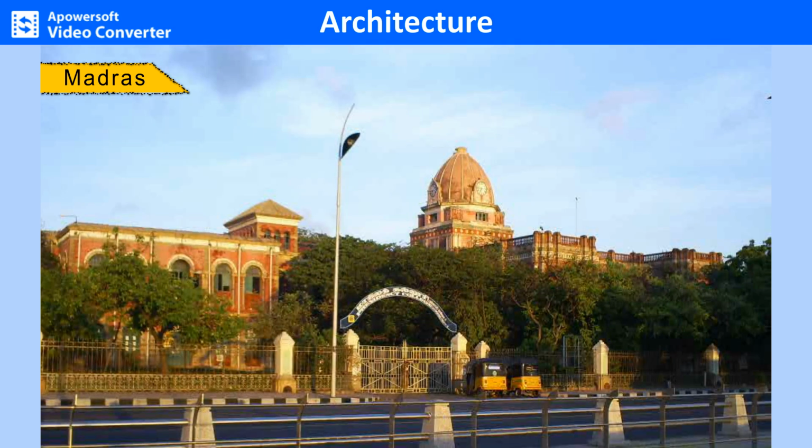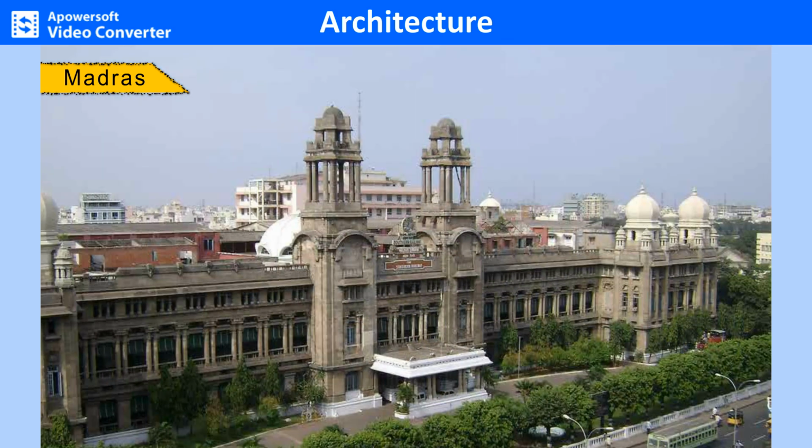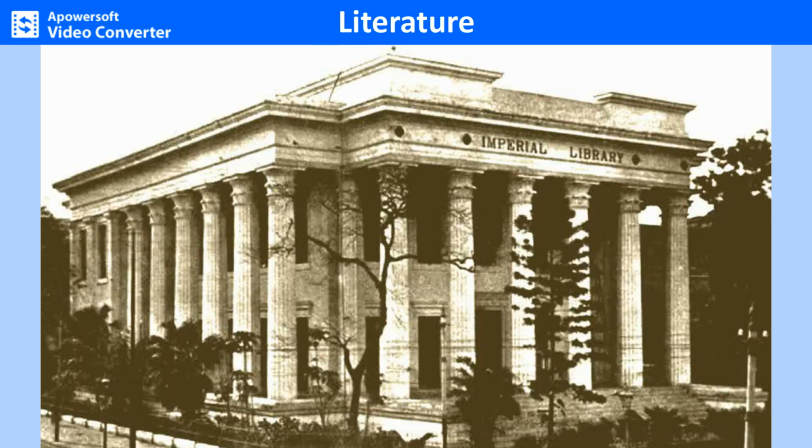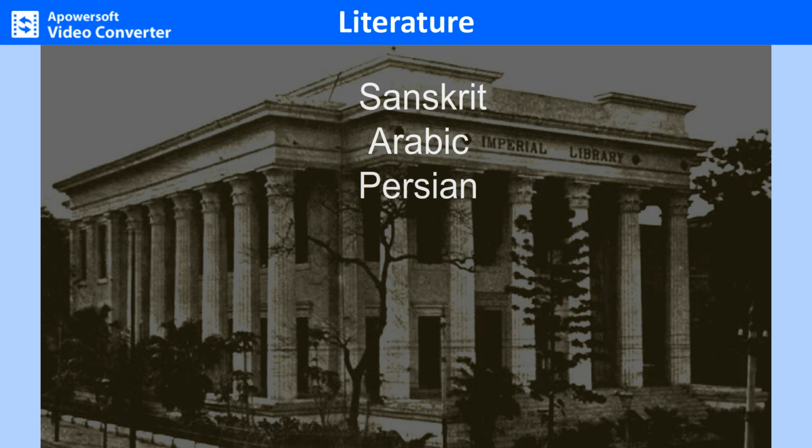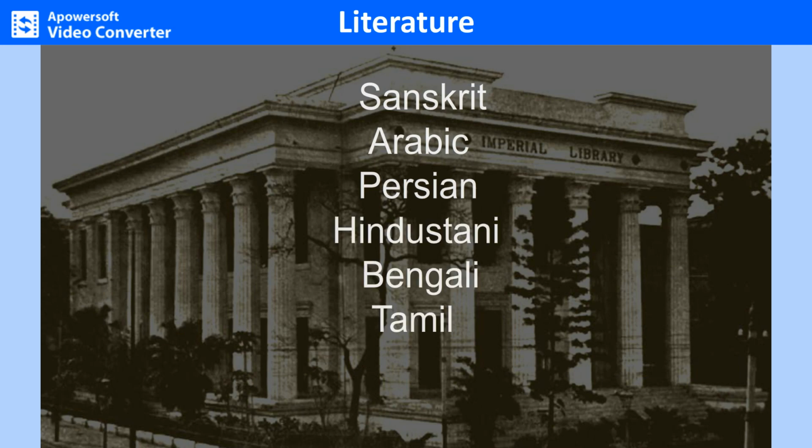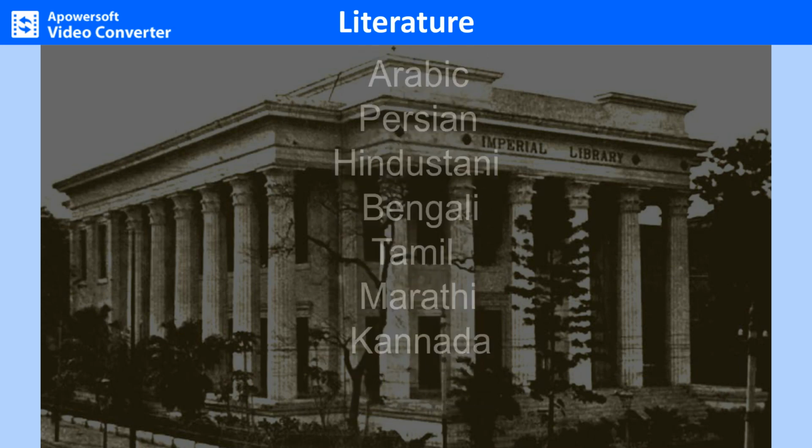Other buildings of the colonial period in Chennai are Presidency College, the Chennai Central Station, the Ripon Building, and the Southern Railway Headquarters. These are some of the best examples of Indo-European style of architecture. Literature. In 1800, Fort William College was established in Calcutta to train the administrators of the East India Company in the languages of India. It provided facilities for teaching Sanskrit, Arabic, Persian, Hindustani, Bengali, Tamil, Marathi and Kannada.